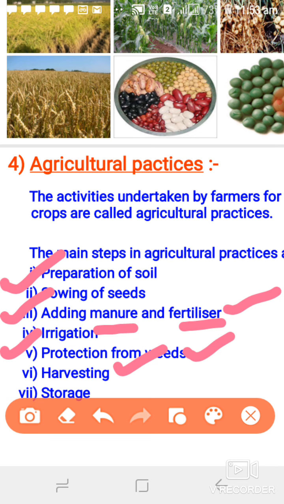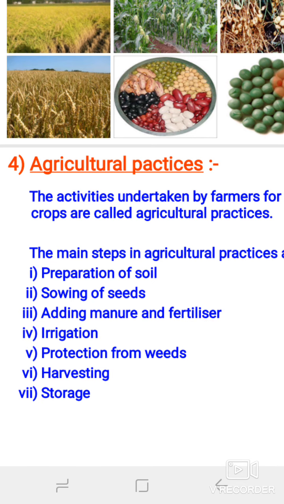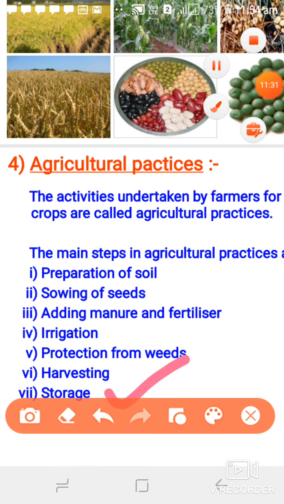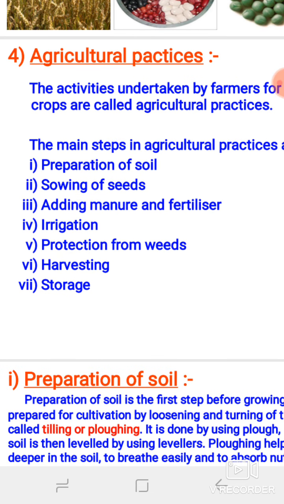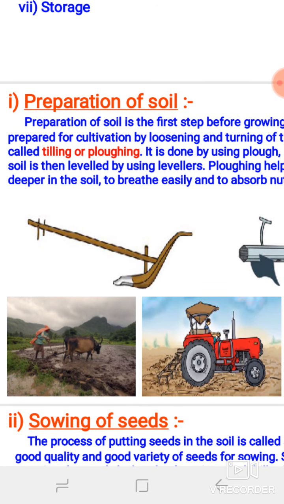Next one, that is the harvesting. Harvesting, after the completion of the duration, we harvest the crop, and after the harvesting we can perform the last step, which you can observe here, that is the storage. Okay, storage in proper bags, etc., then to the warehouses. Okay, so these all are the agricultural practices, right? Here you can observe the systematic discussion about all the practices. The first one, that is preparation of soil.